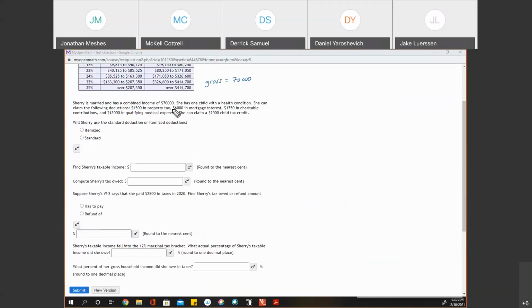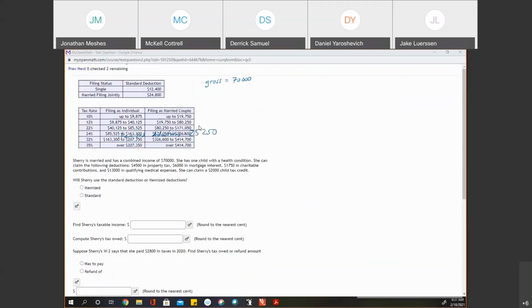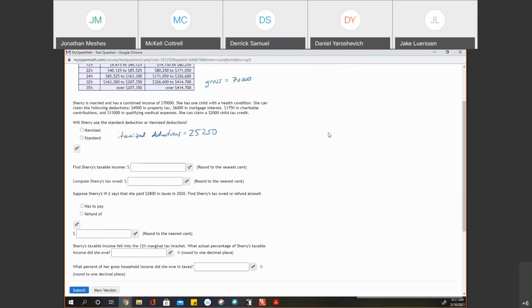She has one child with a health condition. She can claim the following deductions: $4,500 in property tax, $6,000 in mortgage interest, $1,750 in charitable contributions, and $13,000 in qualifying medical expenses. So her itemized deductions, if I add those four things up, 4,500, 6,000, 1,750, and 13,000, I get 25,250. Since she is married, we use the standard deduction for being married, 24,800. But this is more than that. So we're going to use the itemized deductions because it's more than 24,800.